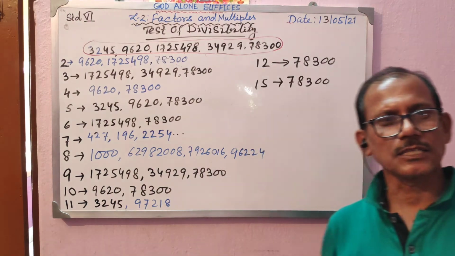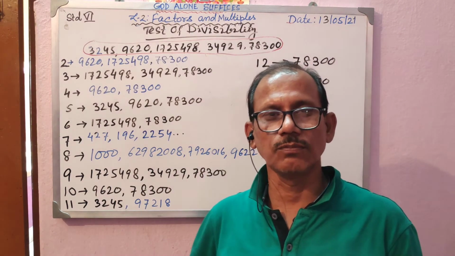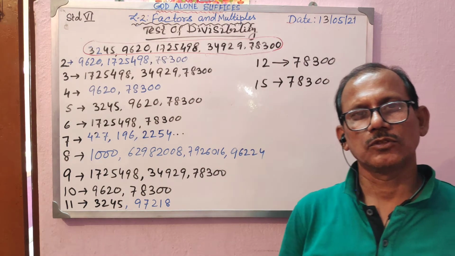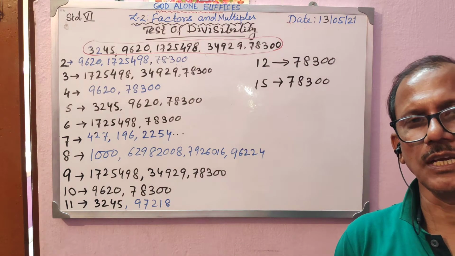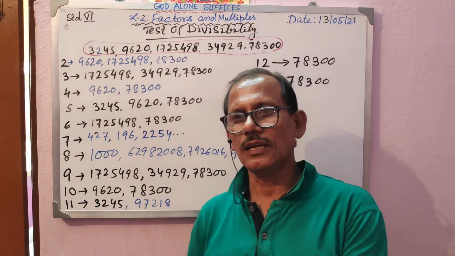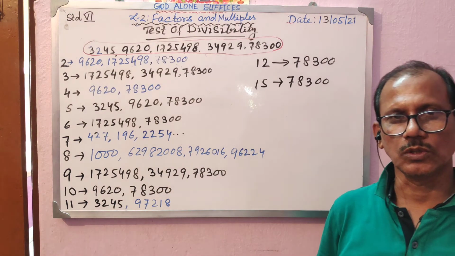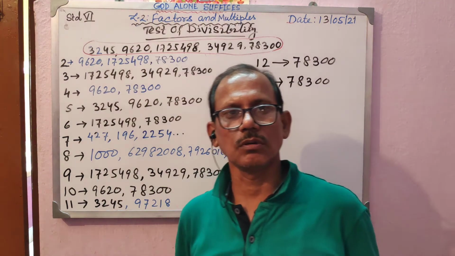Children, this particular aspect of mathematics will help you to find out whether a large number is divisible by some of the one digit numbers or not. If you have got a concrete conception about the test of divisibility, then you will be able to find out the factors easily. That is why I took this test of divisibility first. So we'll learn our test of divisibility thoroughly.